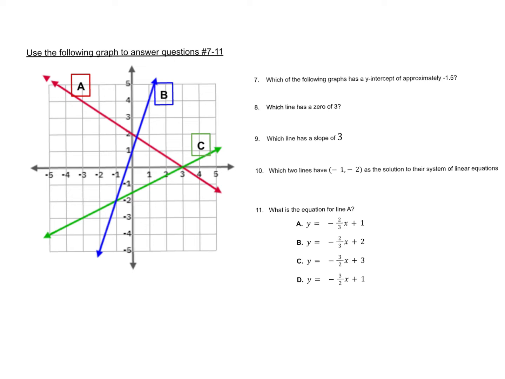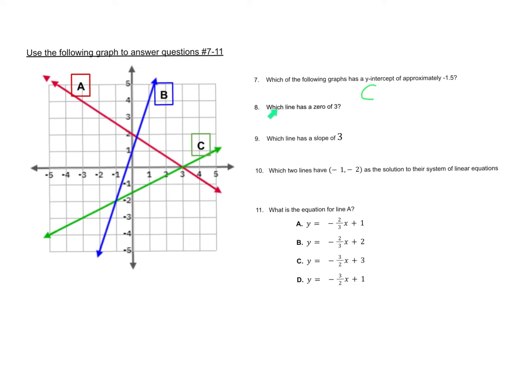Okay, so in these questions, we're going to use this graph, or all of these equations, to answer questions 7 through 11. Now, question 7 says, which of the following graphs has a y-intercept of approximately -1.5? Well, if you understand what y-intercept is, you just take a look. We have the y-axis. The only one here that is negative is this green one. So this green graph, which is C, has an approximate y-intercept of -1.5. So we'll call that C.